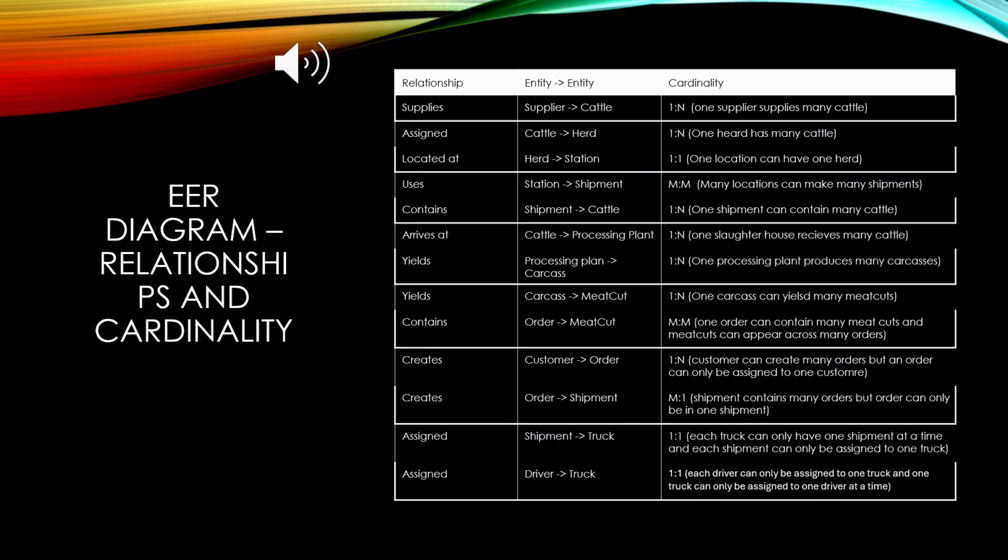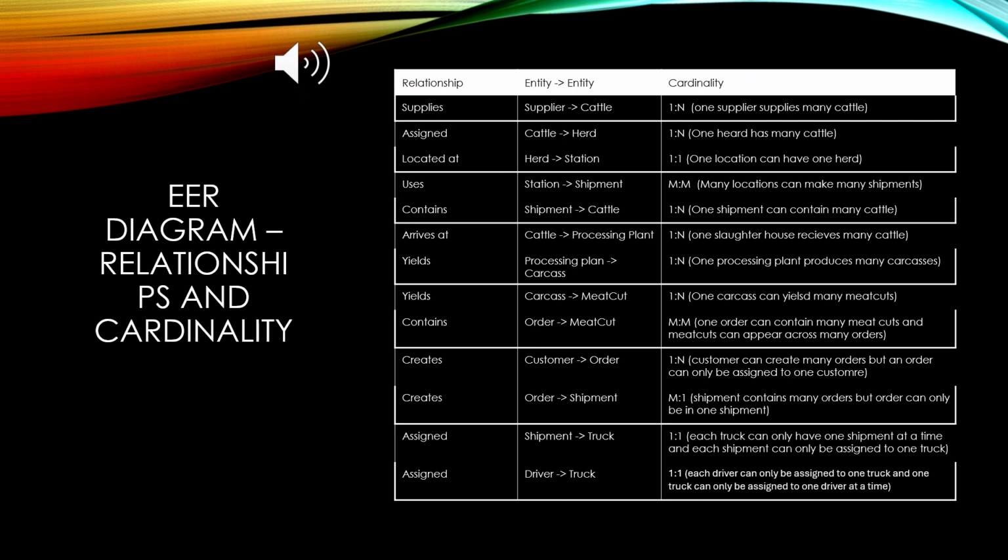So a customer creates an order, which is a one-to-many. Customers can create many orders, but an order can only be assigned to one customer. An order then creates a shipment, which is a one-to-many relationship. So a shipment contains many orders, but an order can only be a part of one shipment from this company.